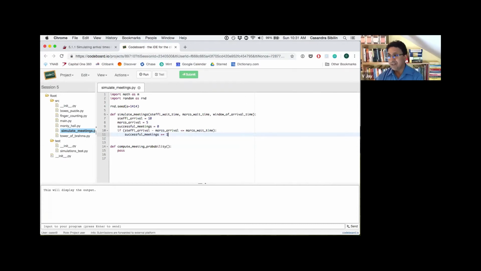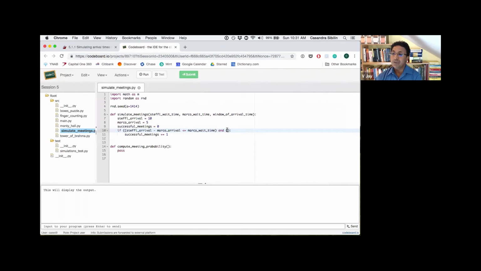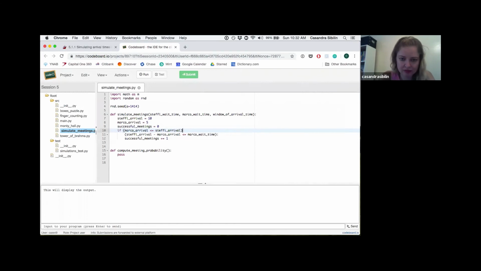Now I'm helping you, but this is where you have to spend a lot of time thinking. You have to put an AND condition here. Let's do the AND part first. I'm going to make sure in this if statement that Marco arrives first, and take care of that case. Delete all this, start in the beginning. Just write the condition first: Marco arrival time less than or equal to Steffi arrival time. Does everybody agree this is the condition that Marco comes first?